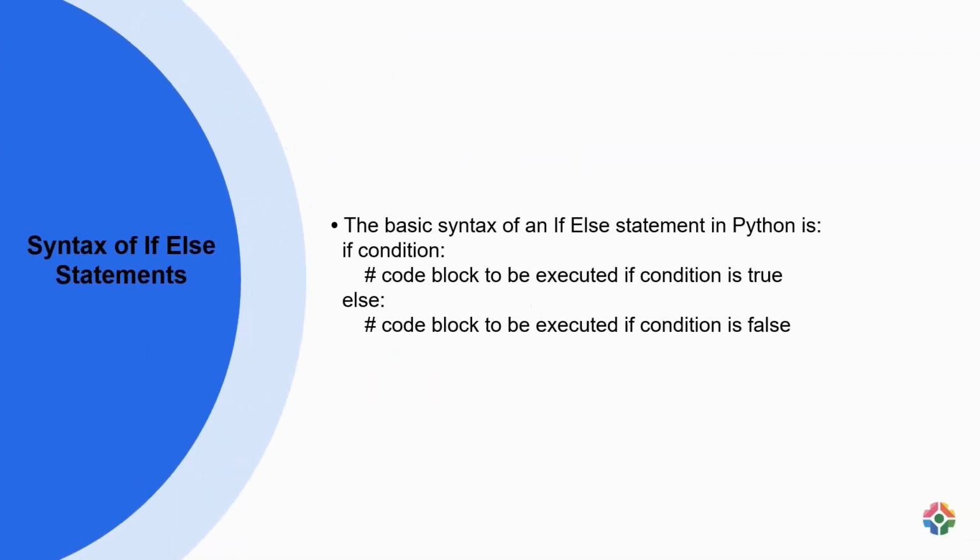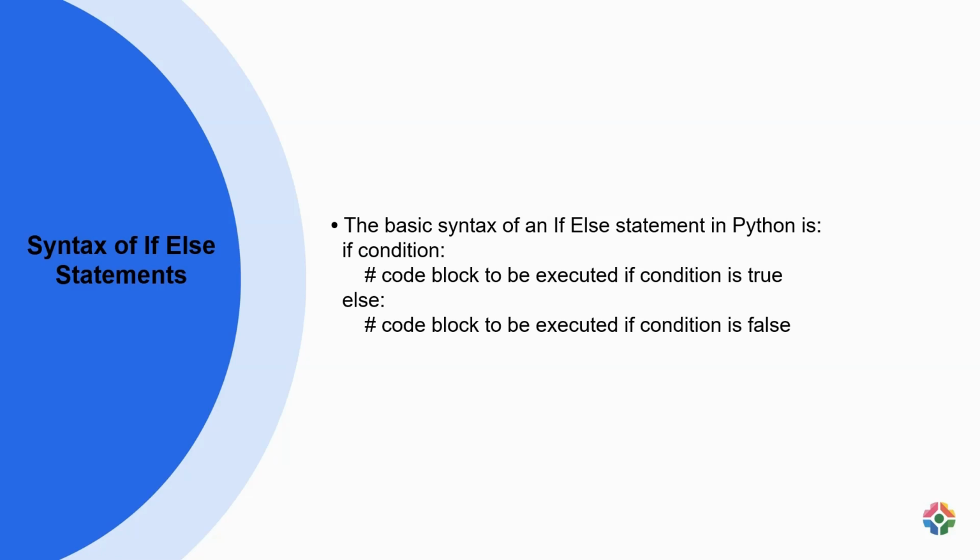An if-else statement in Python allows for conditional execution of code based on the evaluated condition. When the condition after if is true, the code block indented under if is executed. Otherwise, the code block under else is executed.